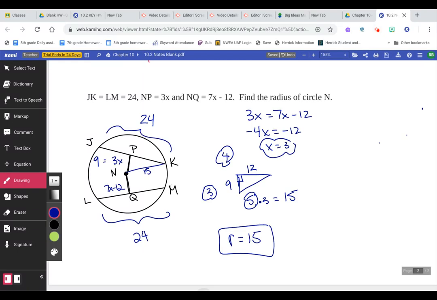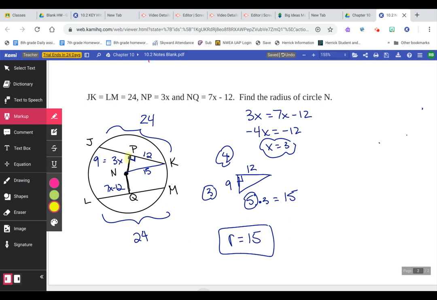Here's the answer for the last problem on the notes. We know that the chords are 24, so when you divide that by 2, it gives you 12, which is one of the legs of the triangle. And then 3x is equal to 7x minus 12. So when you solve for x, you should get 3, which makes this side right here 9. So we have 9 and 12, which turns this into a special, which is a 3, 4, 5. When we multiply it by 3 to get back to the correct size, we get a radius of 15.